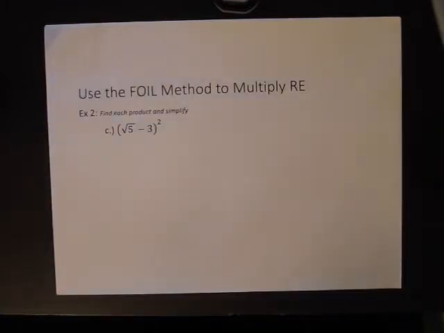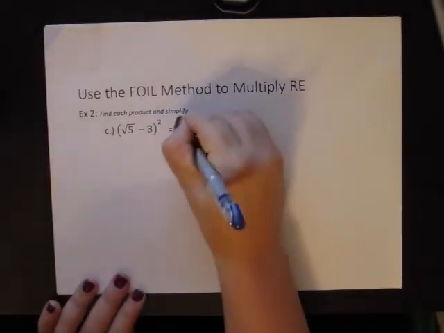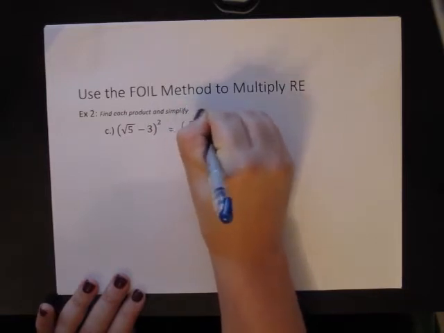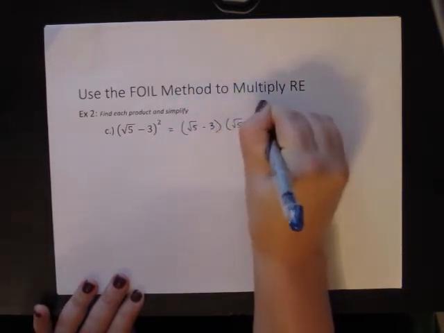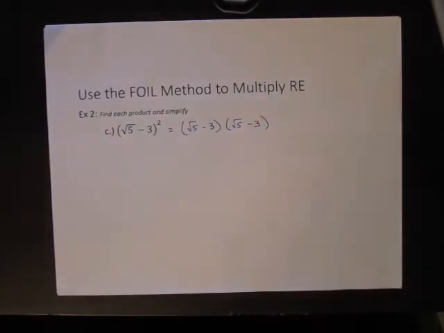Let's look at the next one. So this one says it's a binomial squared, so we got the square root of 5 minus 3 parentheses squared. So all this means is you have the square root of 5 minus 3 times the square root of 5 minus 3. So what I want you to do is I want you to pause it and I want you to work through it.